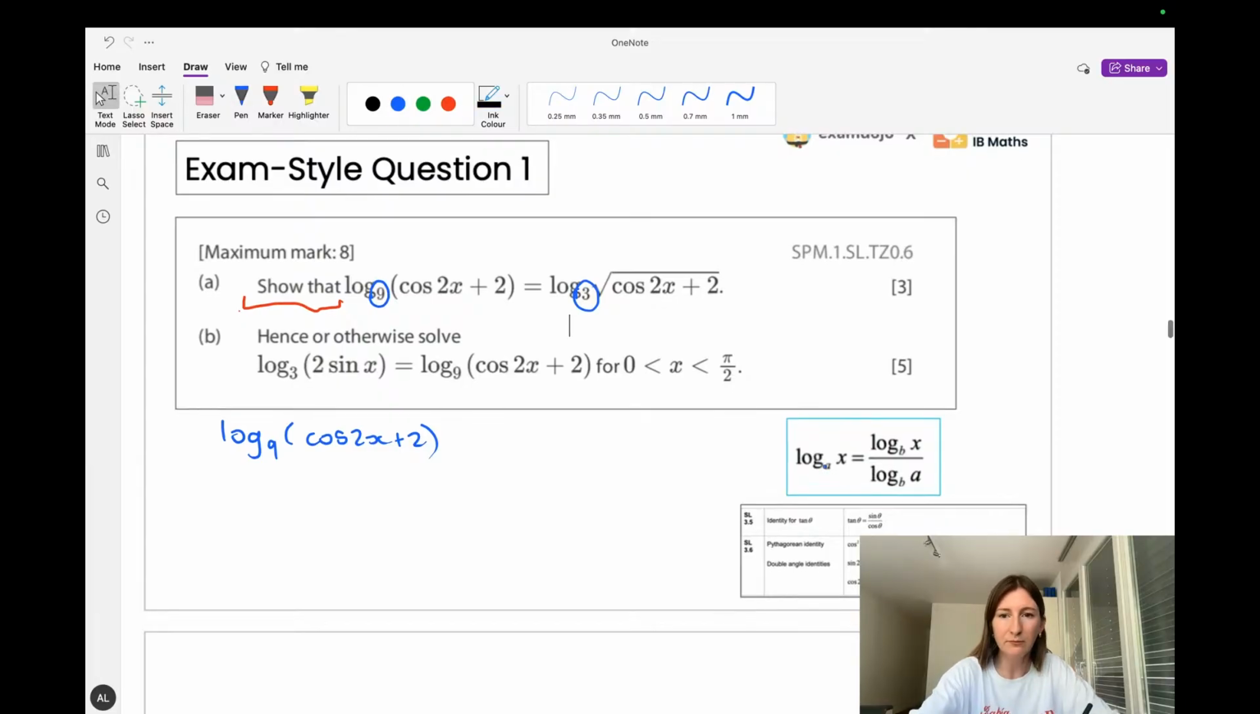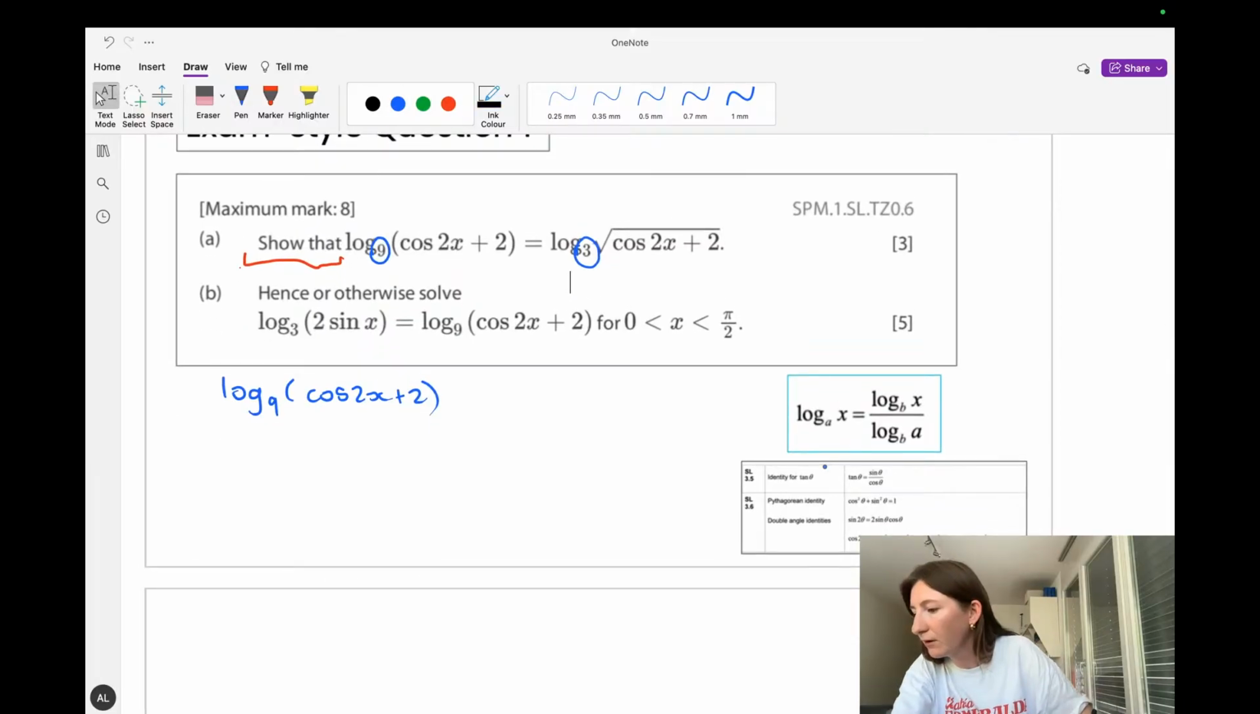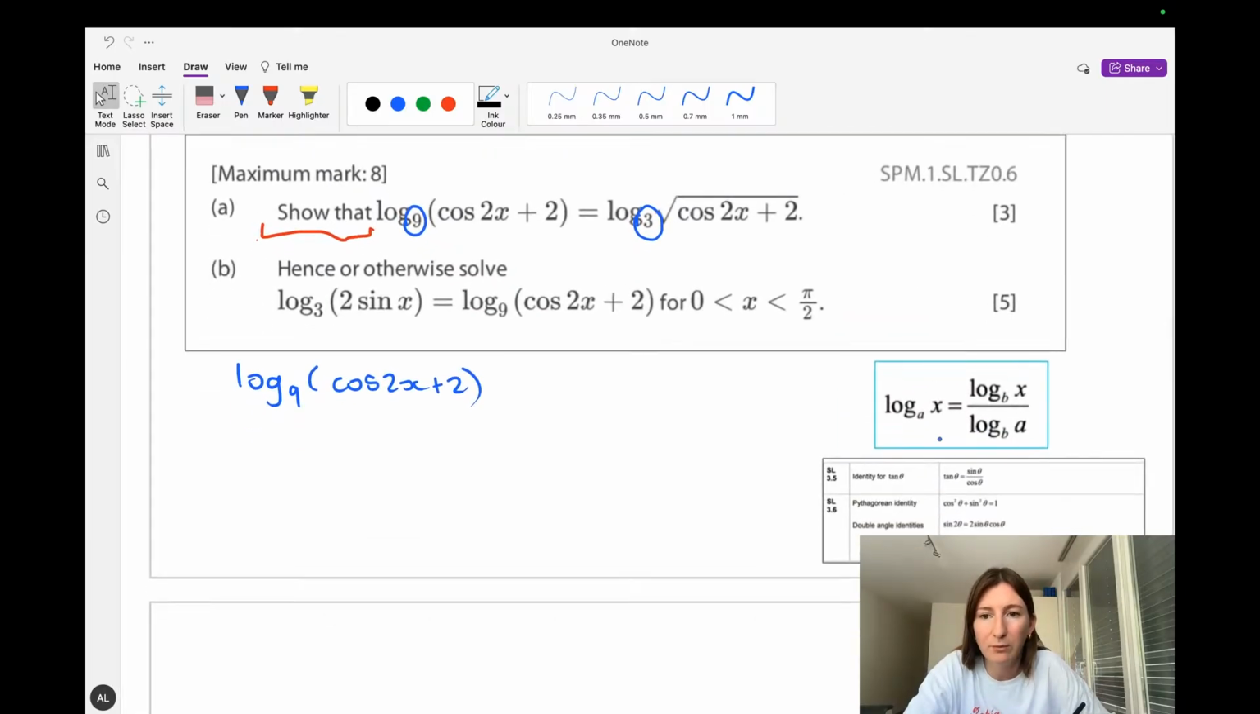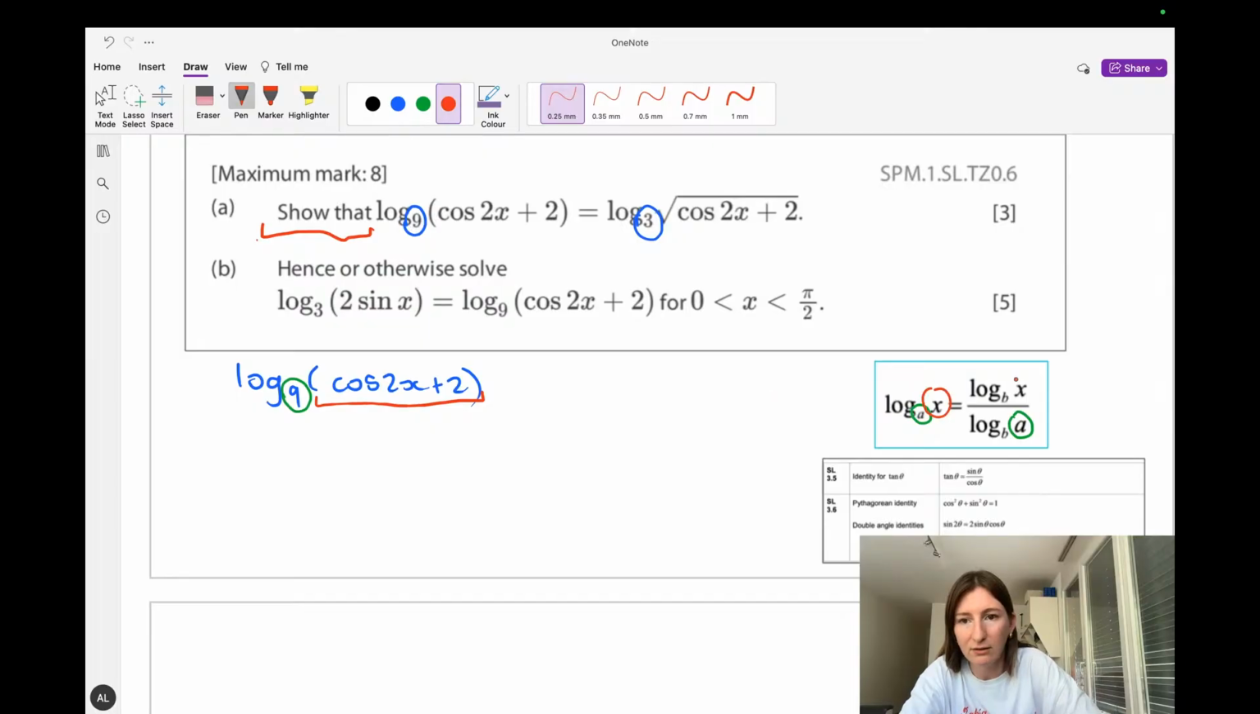So I don't know if my video is covering it. No, it's fine. This formula is the change of base formula. It's in your formula booklet, and you can use that, so you don't have to remember much. If you have a base a, in this case a base of 9, it's just like substituting. This whole thing is our x, that's going to go there.